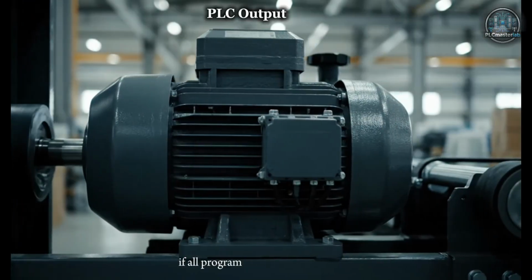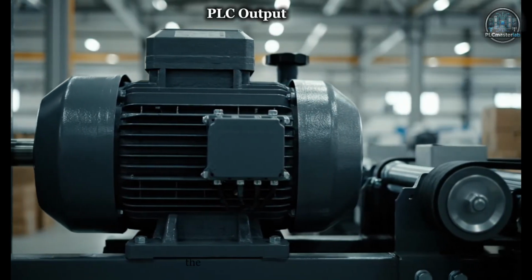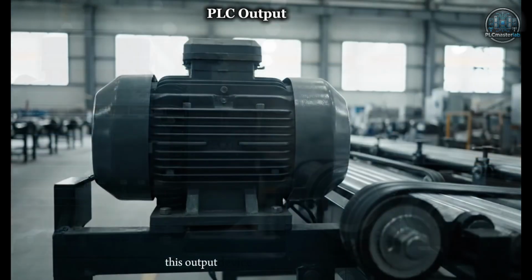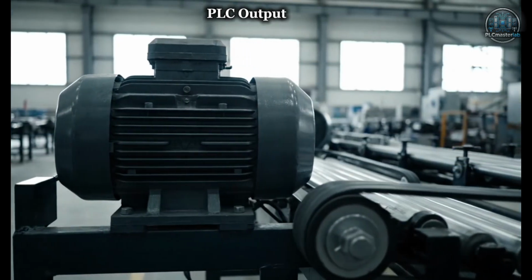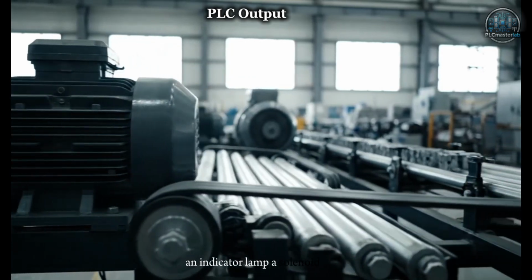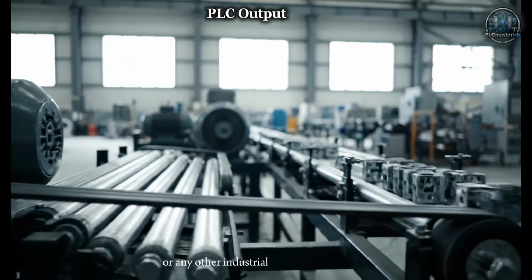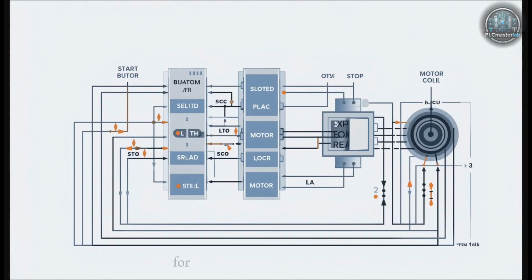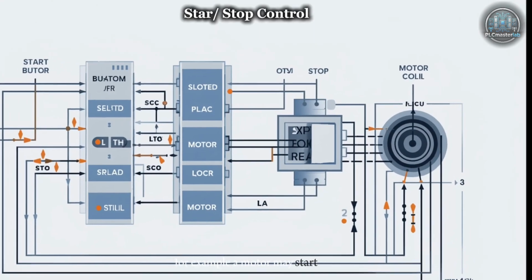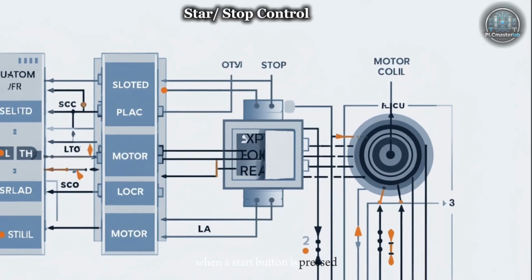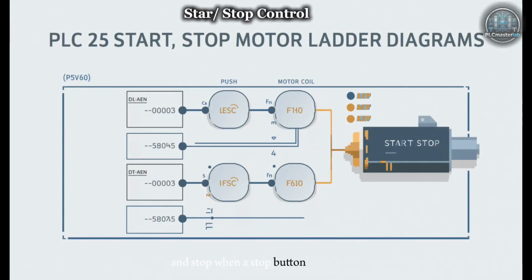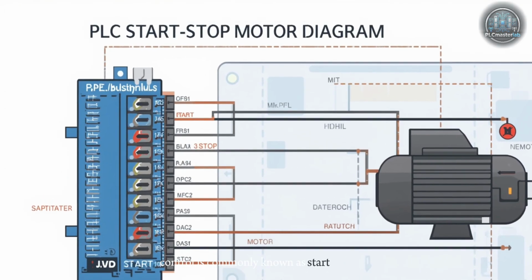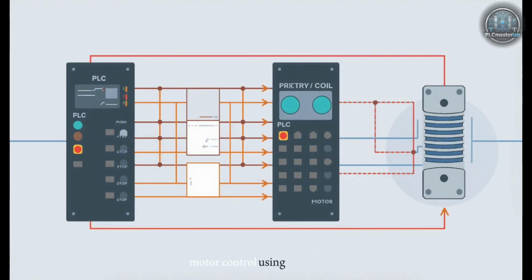If all program conditions are satisfied, the PLC activates the output device. This output device can be an electric motor, an indicator lamp, a solenoid valve, or any other industrial machine component. For example, a motor may start running when a start button is pressed and stop when a stop button is activated. This type of control is commonly known as start and stop motor control using ladder logic.